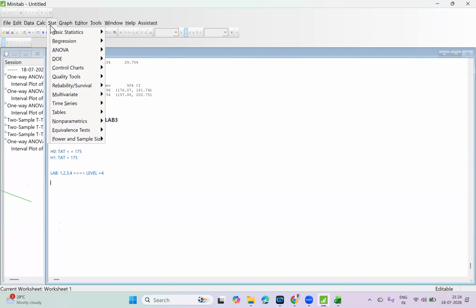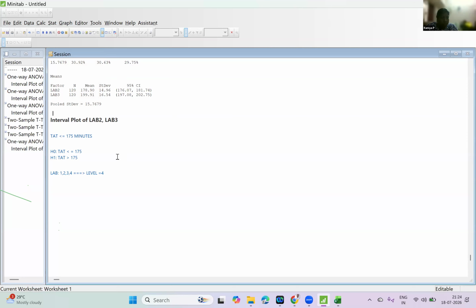Let's do the ANOVA. Stat. Sorry, this is not it. Now we want to test against a reference value. First we'll do it for lab 1, lab 1 versus a reference value. This is actually a one sample t-test. Similarly for lab 2, another one sample t-test. You have to do it 4 times to come to a conclusion whether any particular lab meets the hospital norm of turnaround time less than or equal to 175 minutes.